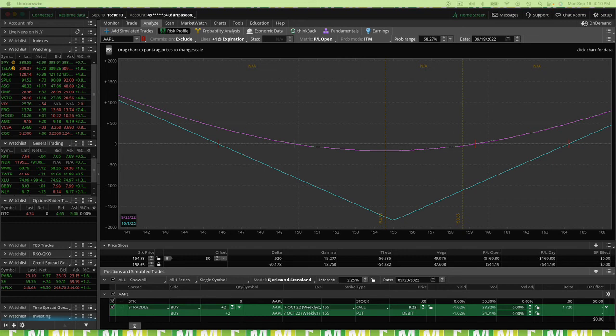That is how to trade straddles, the analysis priority of straddles.